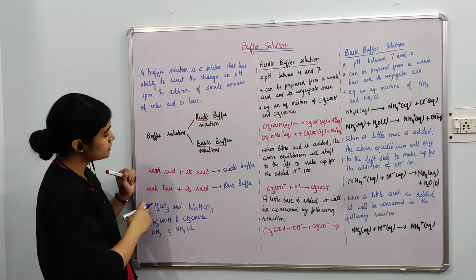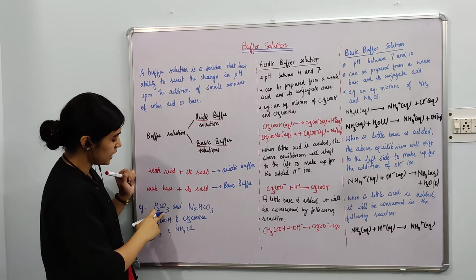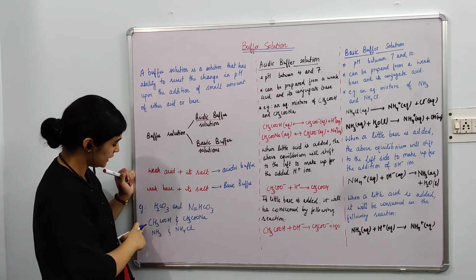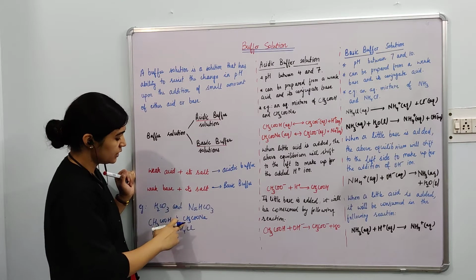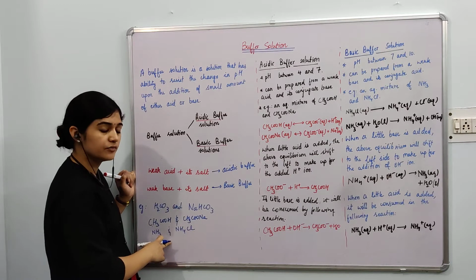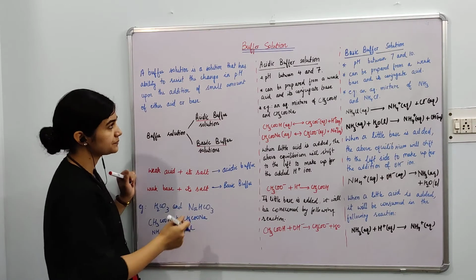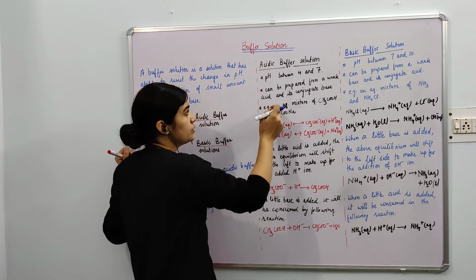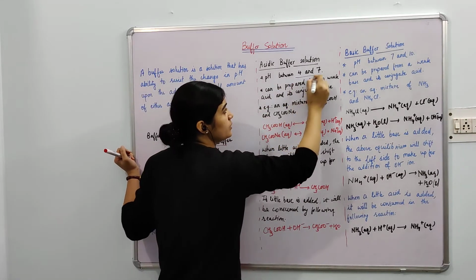Examples of buffer solutions are carbonic acid and sodium bicarbonate. Another example is acetic acid with sodium acetate. Third is ammonia with ammonium chloride. Now we'll see about the acidic buffer solution. This solution maintains a pH between 4 and 7.